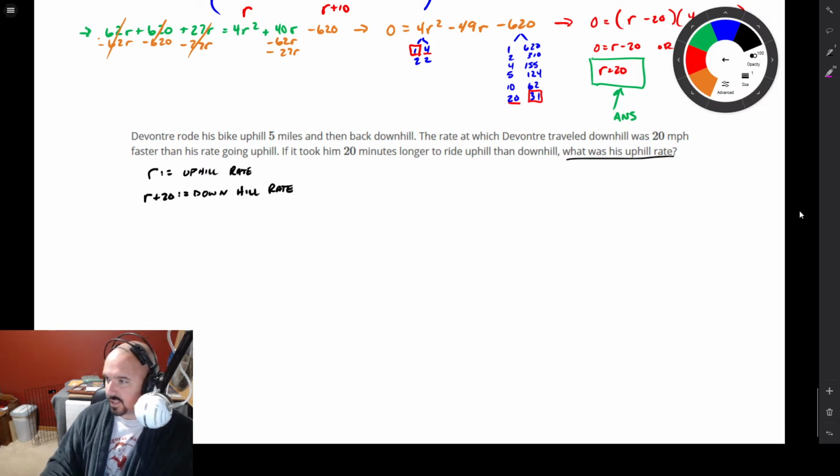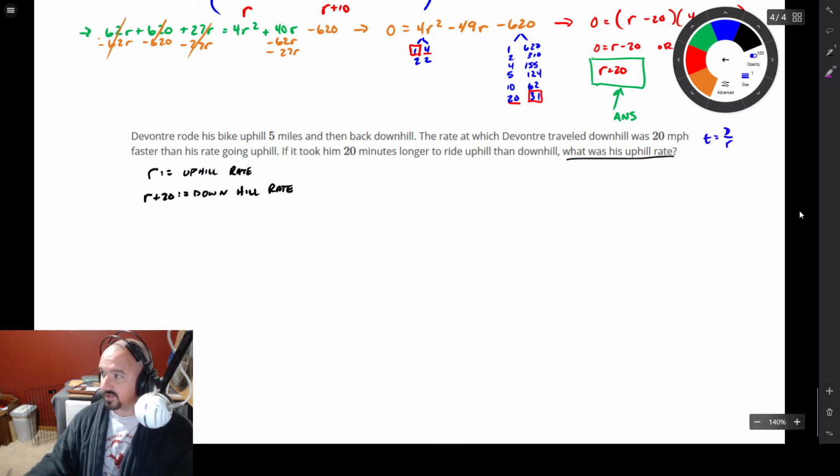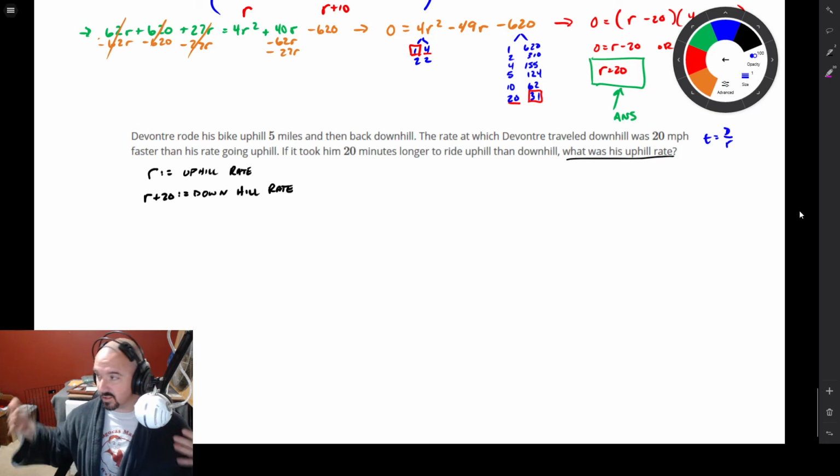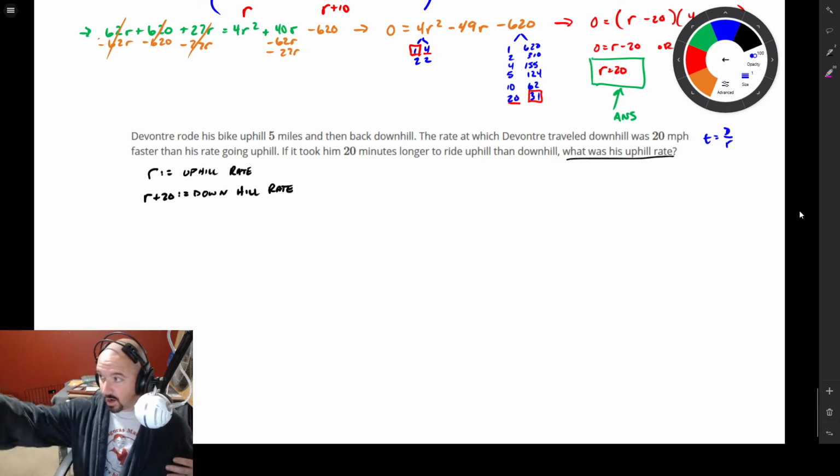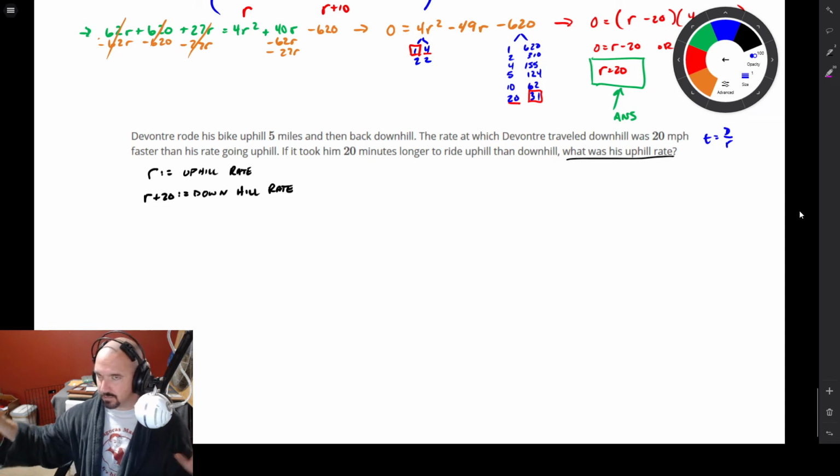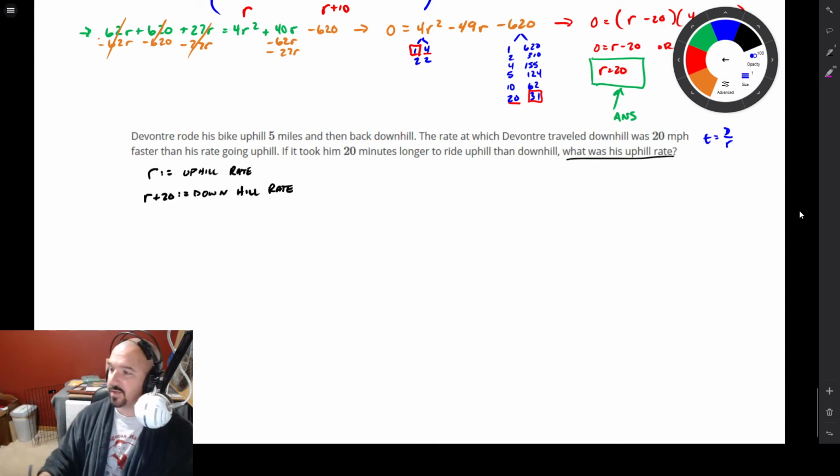Then it says if it took him 20 minutes longer to ride. So we are comparing times again. That's a big deal. It kind of tells us where we need to start. And we want to start with T is equal to D over R. This is why I mentioned in class, and if you weren't there, you didn't get to hear that part, that all of the problems I've come across in Newton are of this type so far. It might change. I can't tell you for sure that it's always going to be that way. However, the ones that I've come across are of this type. You're going to use time is equal to distance over rate.